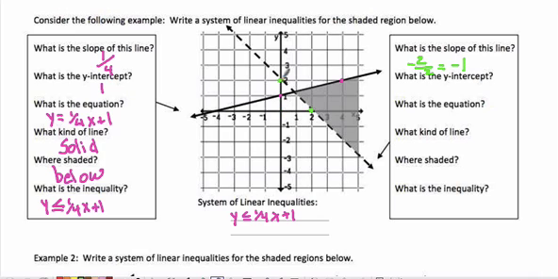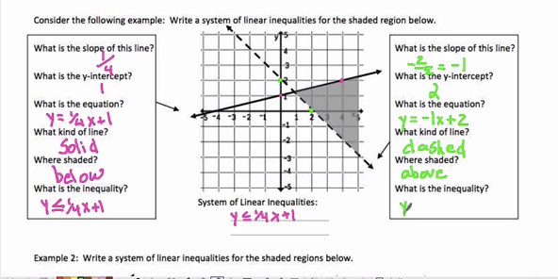What's the y-intercept? Well, it intersects the y-axis at 2. What's my equation? y equals negative 1x plus 2. What kind of line? Well, it's a dashed line. Where is it shaded? Is it shaded down below or is it shaded above? Well, this part right here is above this line. So we're talking about greater than, so above.